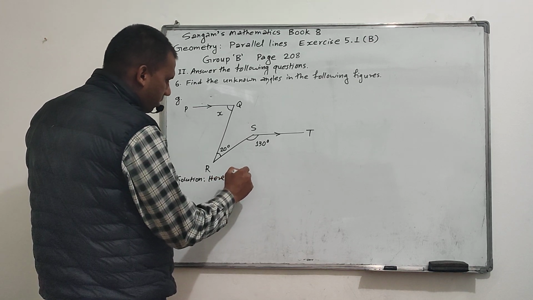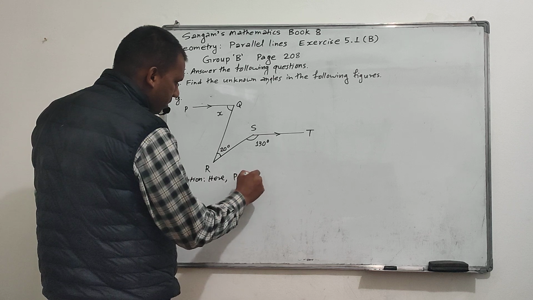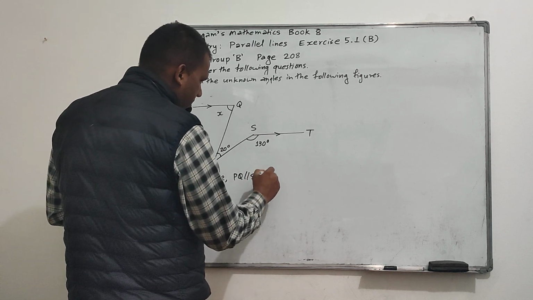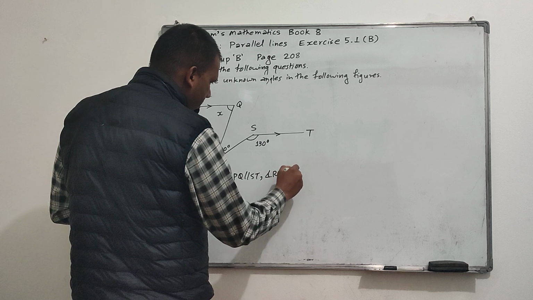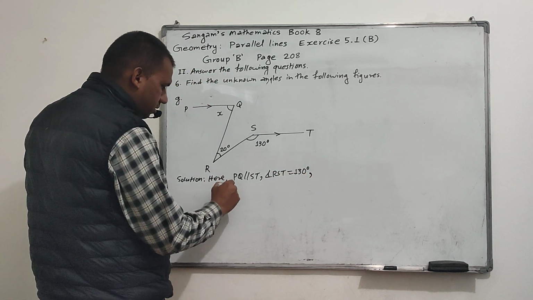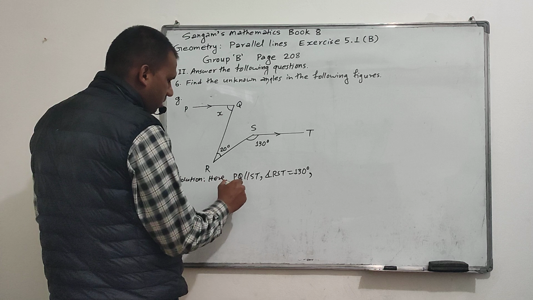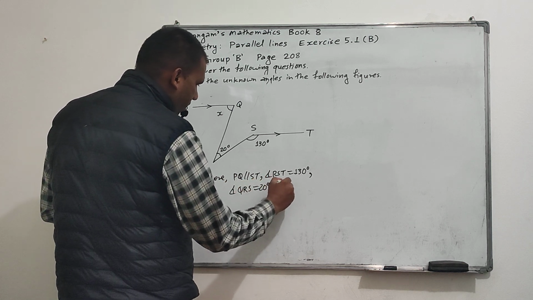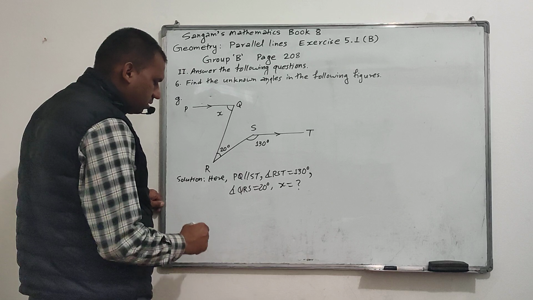Here PQ is parallel to ST, angle RST is equal to 130 degrees, angle QRS is 20 degrees, and x is equal to how much?